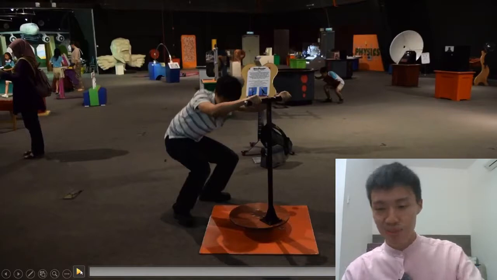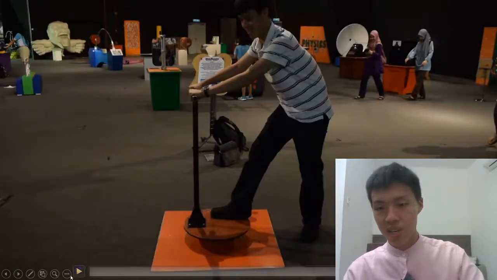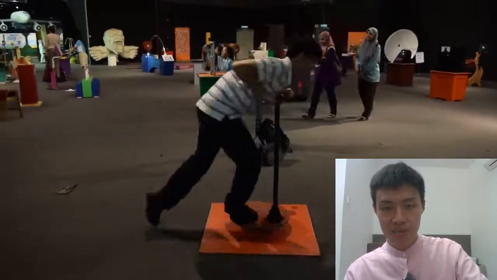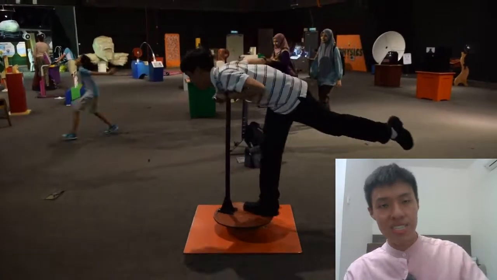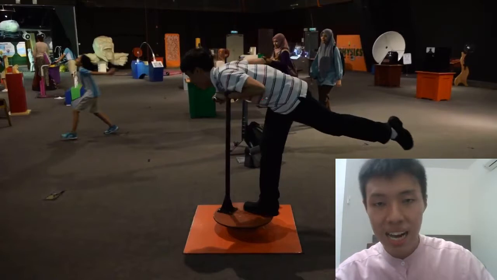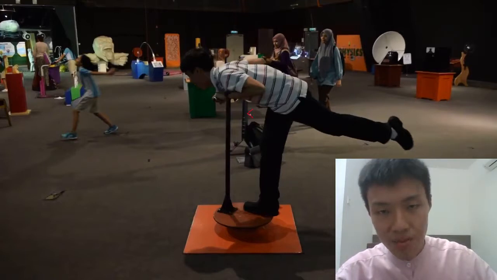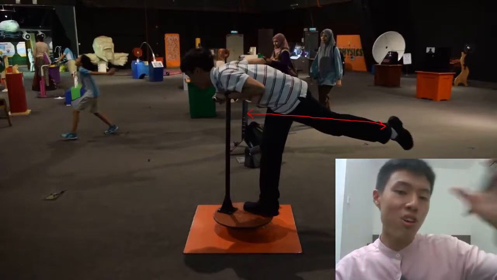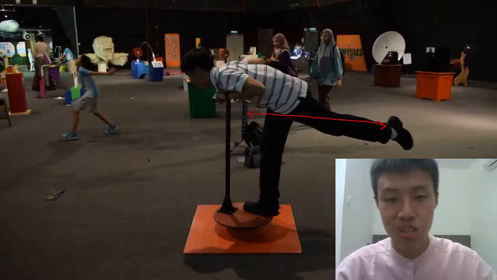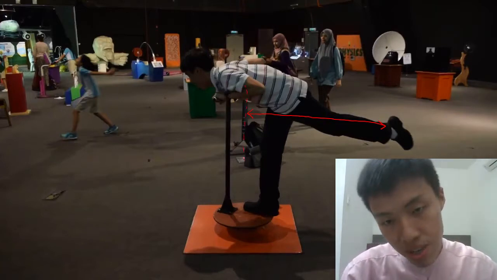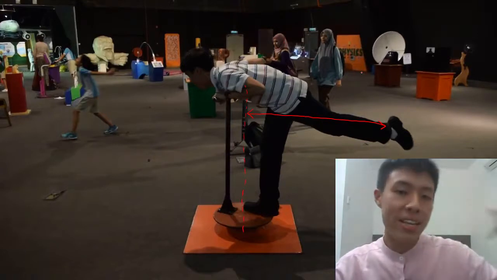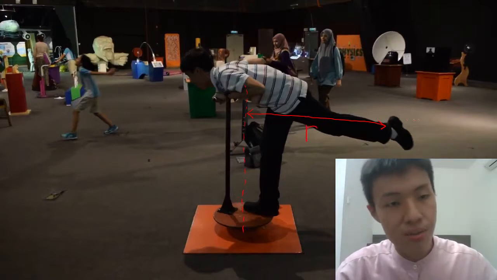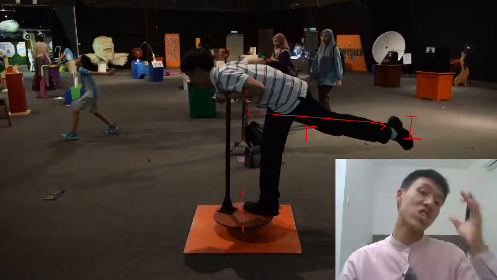Okay, so let's play the video again. So that's me. When I start spinning for the first round, you can see that I stretch my leg out. If I stretch my leg out, then for this situation, the mass of my leg is far from the axis of rotation. The axis of rotation is around the middle, somewhere here. The mass of my leg is far from the axis of rotation. I have a big R. Therefore, I have a big moment of inertia for this case.